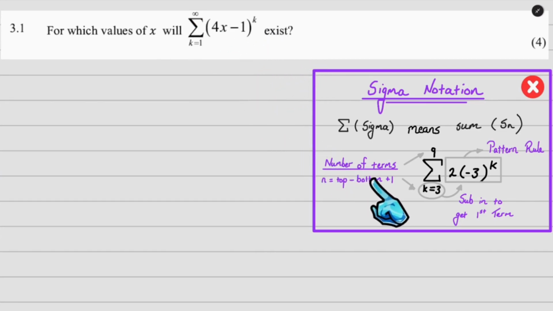So I can't really get the number of terms, but I have the pattern rule. So I'm going to sub this bottom number in to get my first term, and then I increase it by 1 and I get my second term, and I'm going to increase it by 2 to get my third term. So let me show you how to do that.